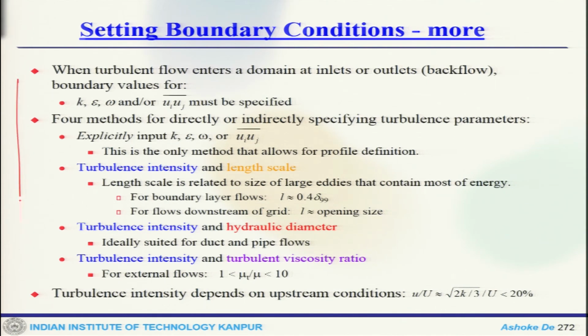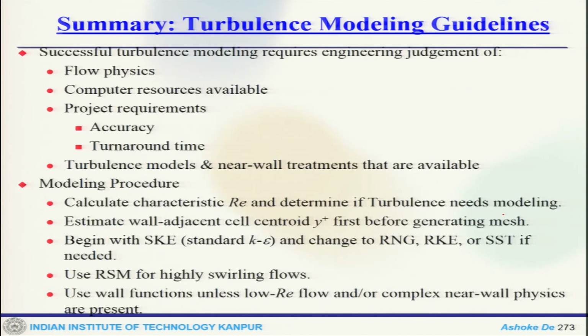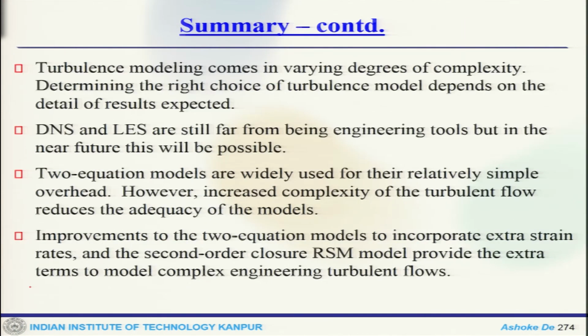Obviously one has to provide boundary conditions for K, epsilon and other quantities. To summarize these guidelines, successful modeling requires consideration of the flow physics, the computational resources available, and requirements like accuracy and turnaround time. Then you can decide on the model and the near wall treatments available. You calculate the characteristic Reynolds number, estimate the wall adjustment depending on y plus, use some standard K-epsilon, then move to other advanced models, or use some RSM with wall function.